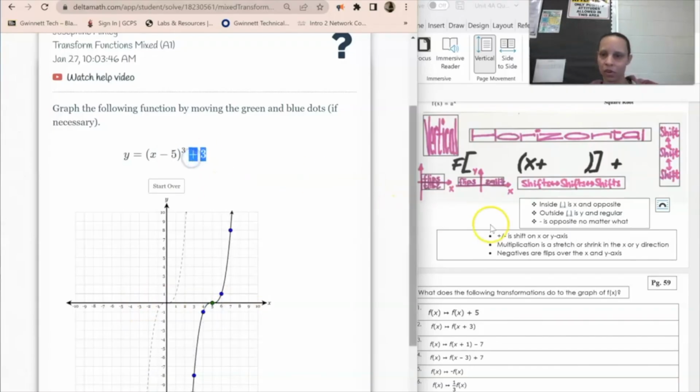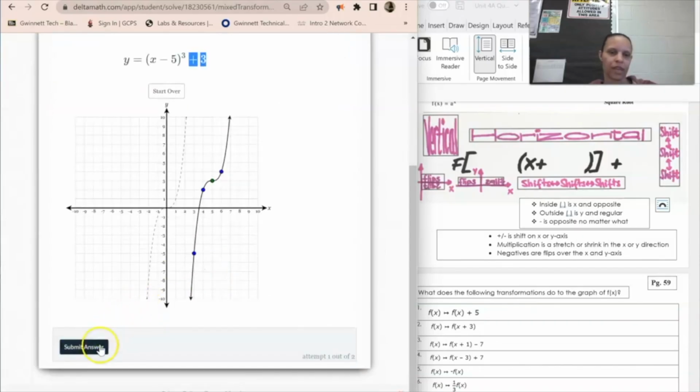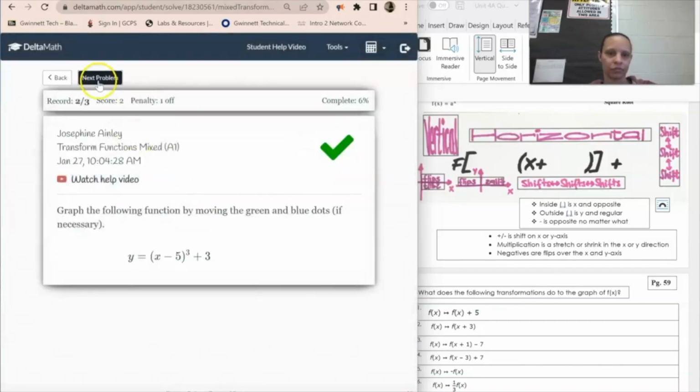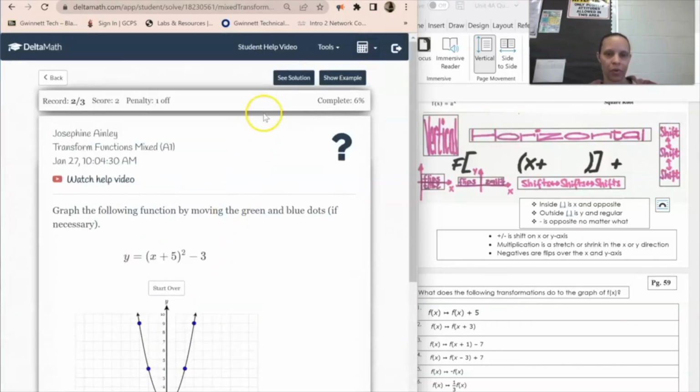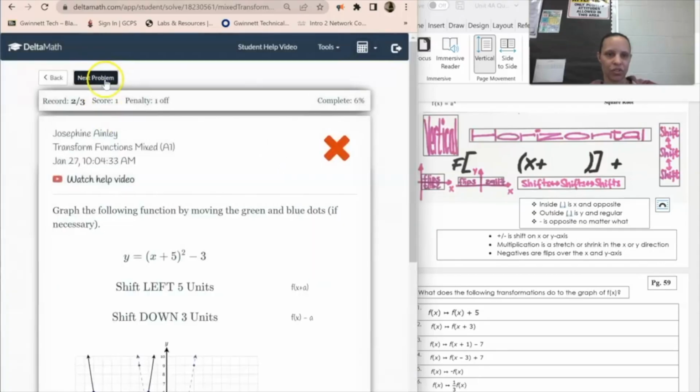+3 outside. Okay, adding and subtracting is still a shift. So outside is y and regular. So whatever I think. So I think in the y direction, +3 is going to take it up 3. And that's all you're doing. All right, I'm going to get a couple more wrong just so I can do a few more.